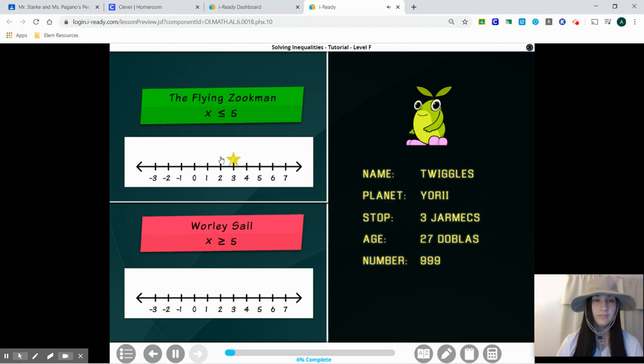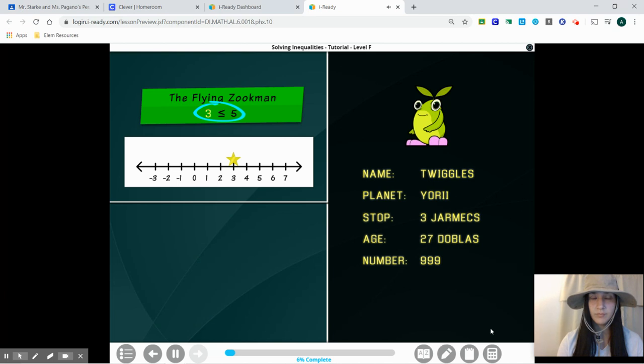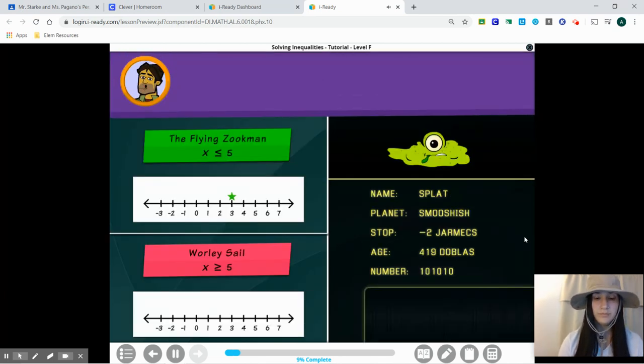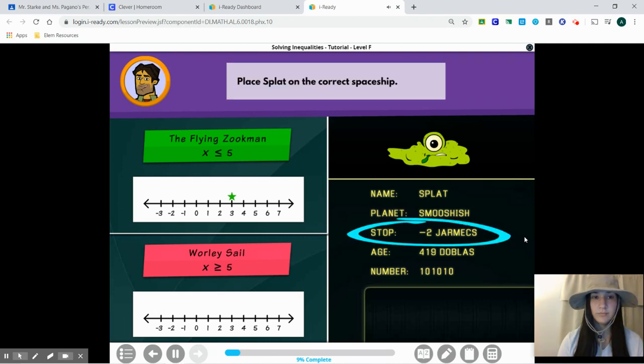Wait, what does algebra have to do with this? You see, sweetie, the aliens can substitute the value of their stop for X, and if the inequality is true, they know they are boarding the correct ship. Oh, I see. 3 is less than or equal to 5, but 3 is not greater than or equal to 5. So Twiggles is gonna soar on the Flying Zookman. Now it's your turn. Place Splat on the correct spaceship.